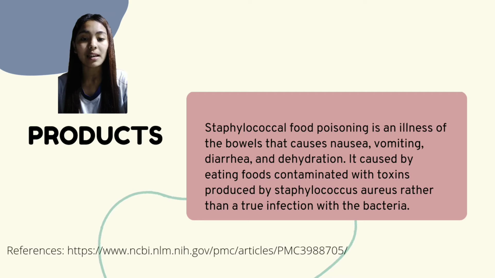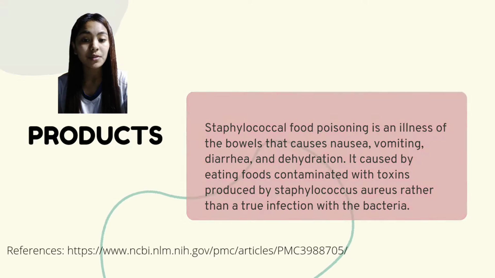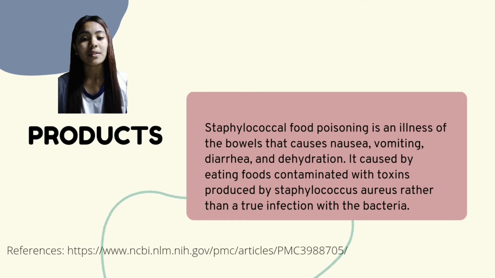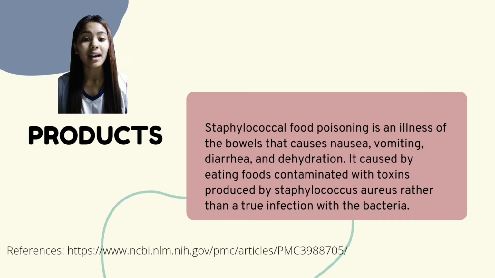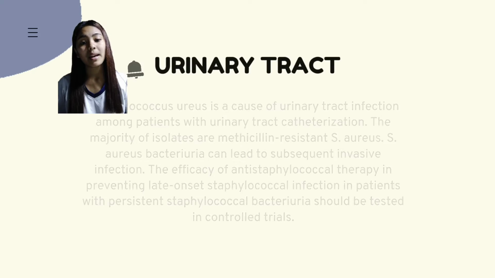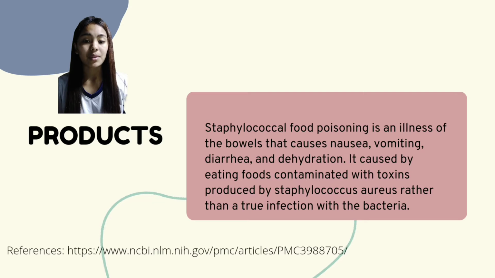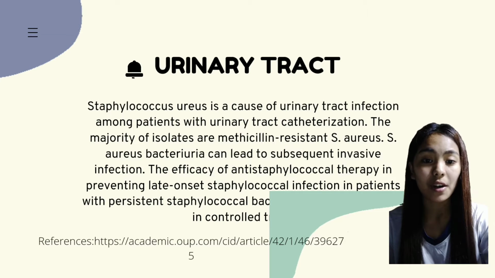The second source of Staphylococcus is the product. So staphylococcal food poisoning is an illness of the bowels that causes nausea, vomiting, diarrhea, and dehydration. It's caused by eating foods contaminated with toxins produced by Staphylococcus aureus rather than a true infection with the bacteria. The third source of Staphylococcus is the urinary tract.